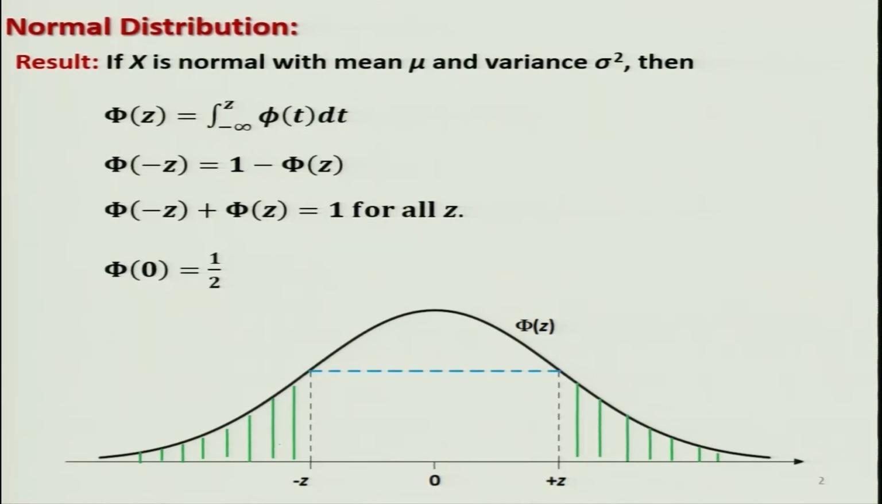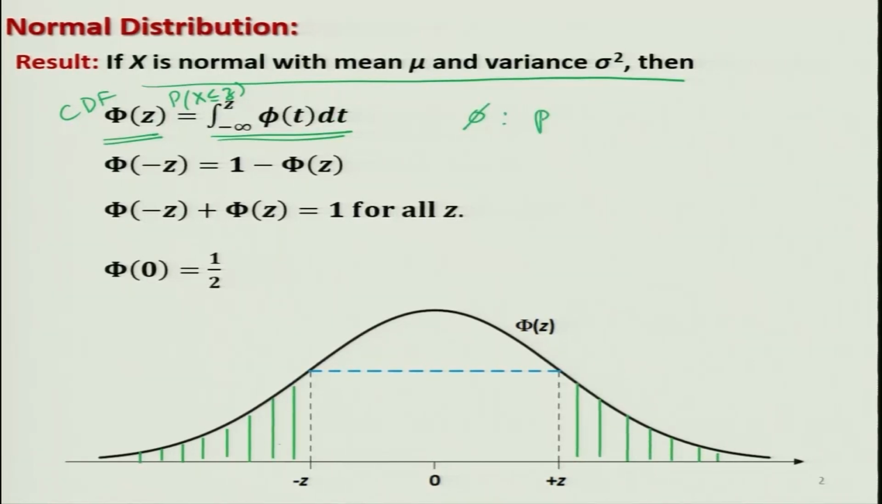Now, I just want to show you some results so that you can understand how you are going to compute different types of probabilities in case of normal distribution. For example, if x is normal with mean mu and variance sigma square, then its CDF, capital phi, which is the probability that x is less than or equal to z, is indicated by the integral from minus infinity to z of phi t dt, where phi is the PDF of normal mu sigma square.